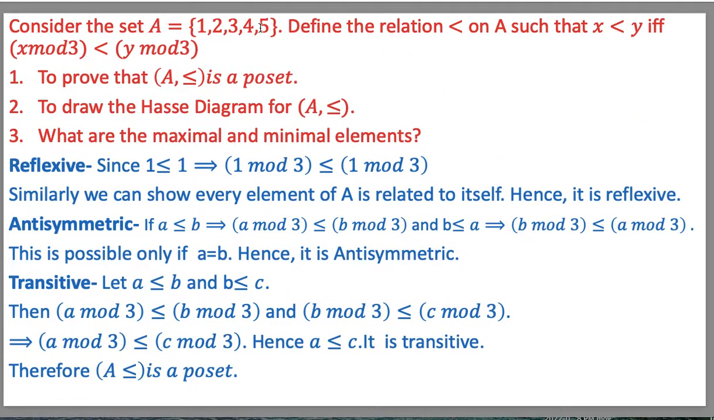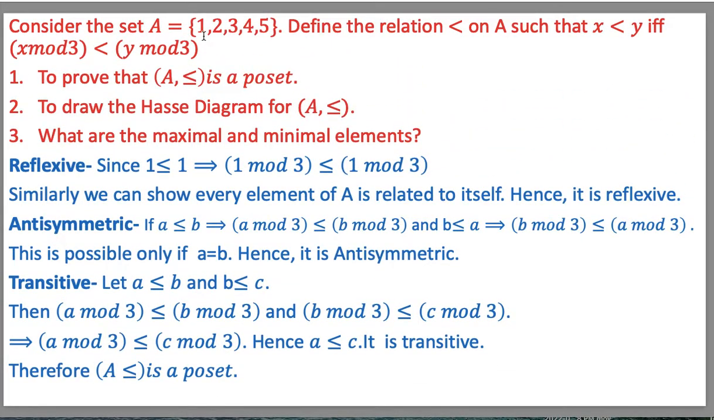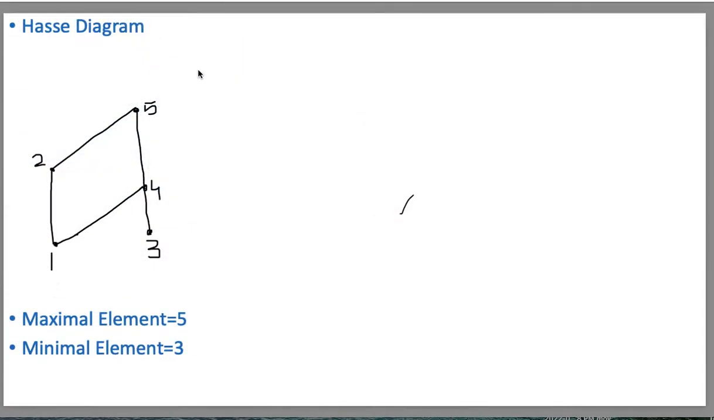Next element is 4. I have written 4 here because 1 mod 3 is less than or equal to 4 mod 3 and 3 mod 3 is less than or equal to 4 mod 3. Next element is 5. I have written 5 here because 2 mod 3 is less than or equal to 5 mod 3 and 4 mod 3 is less than or equal to 5 mod 3. So this is the Hasse diagram for the set {1, 2, 3, 4, 5} in which the relation is defined as x mod 3 less than or equal to y mod 3. Here clearly the maximal element is 5 and the minimal elements are 1 and 3. Thank you.